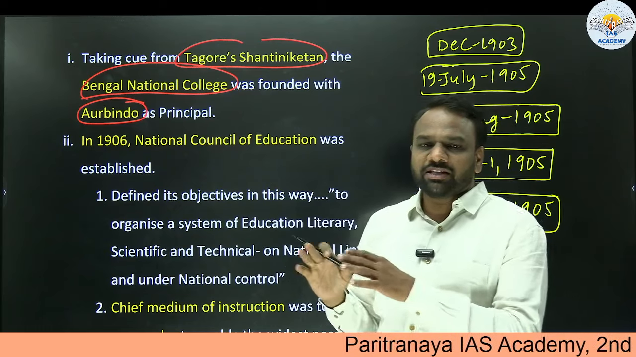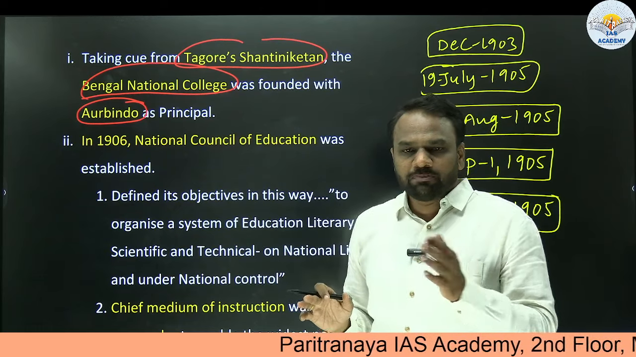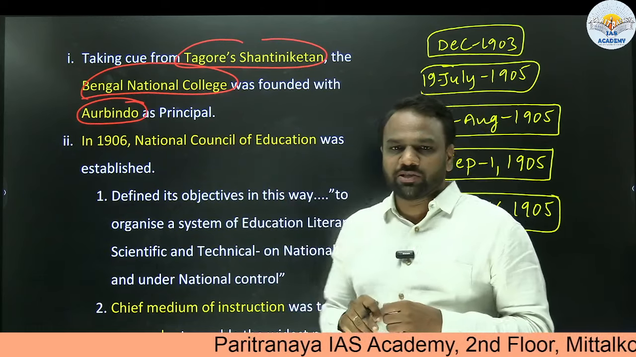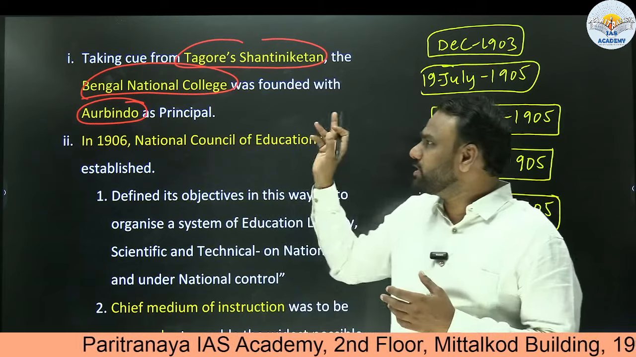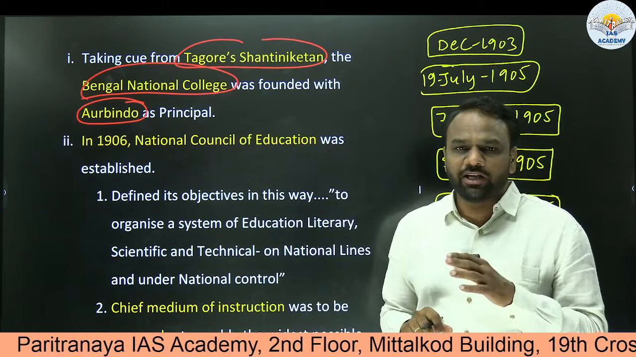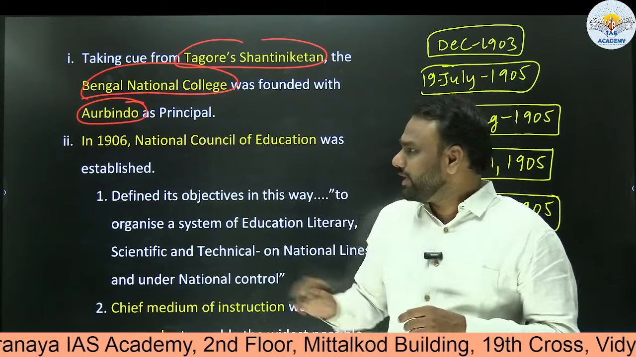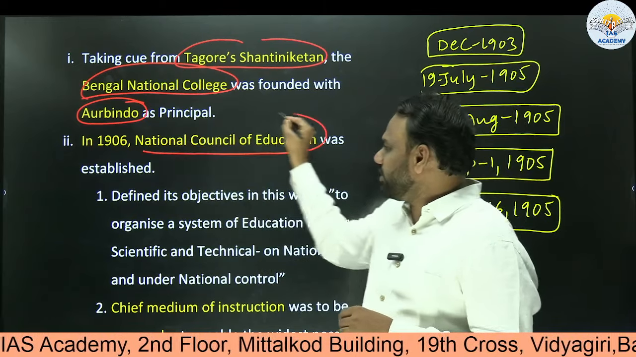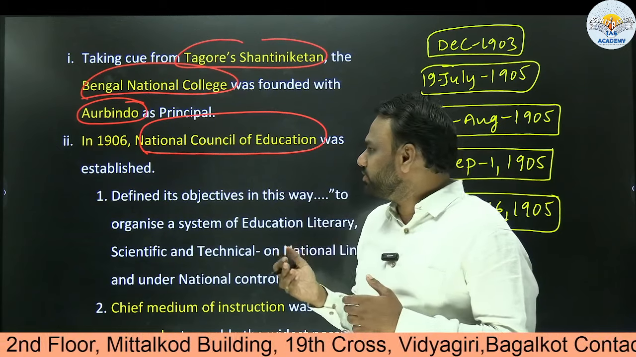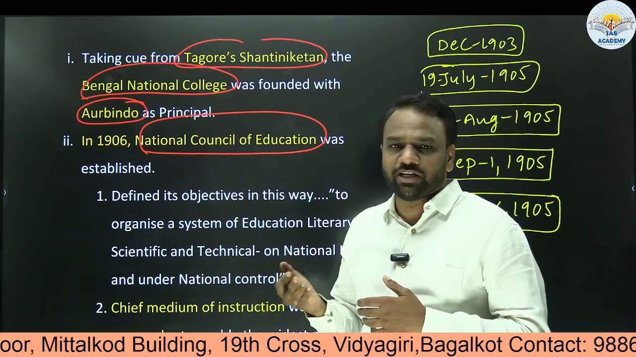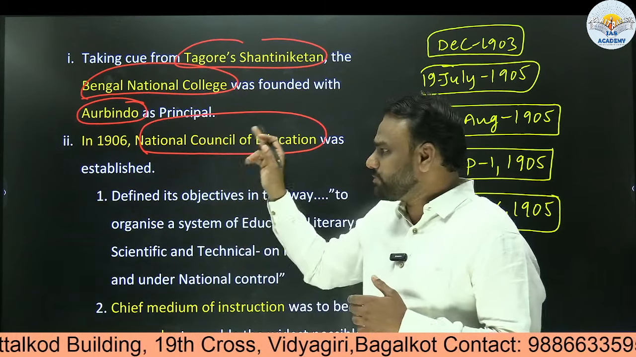Here in this context, we should remember that as part of the Swadeshi movement, Bengal National College was started. And for this, where did we take the idea from? We took the idea from Tagore's Shanti Niketan, and who was appointed as principal? Aurobindo. Next, in 1906, the National Council of Education was established. Again, a very important point. So when was the National Council of Education established? As part of the Swadeshi movement.